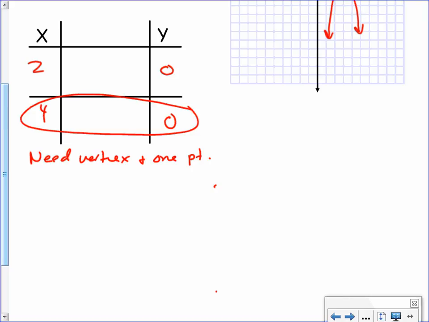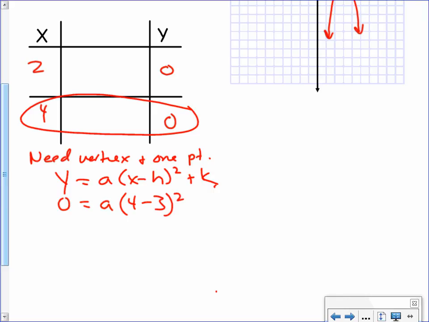So again, we're writing this in vertex form. So y equals a times x minus h, don't forget the squared, plus k. We need a. So plug in everything else. What's my y if I pick that point? 0 equals a times 4 minus the h, which was 3, squared plus k, which is 1. So 0 is equal to a plus 1.